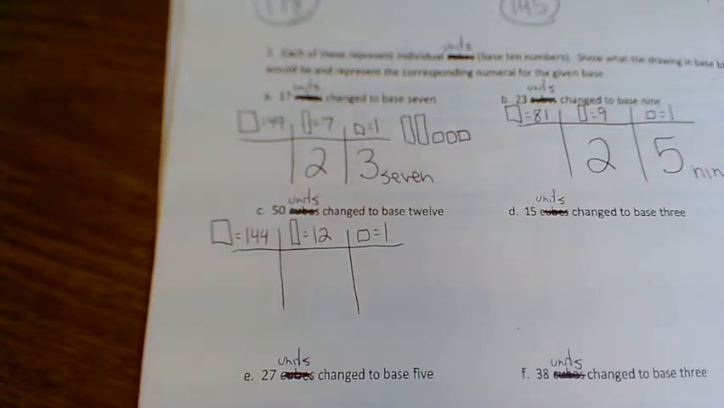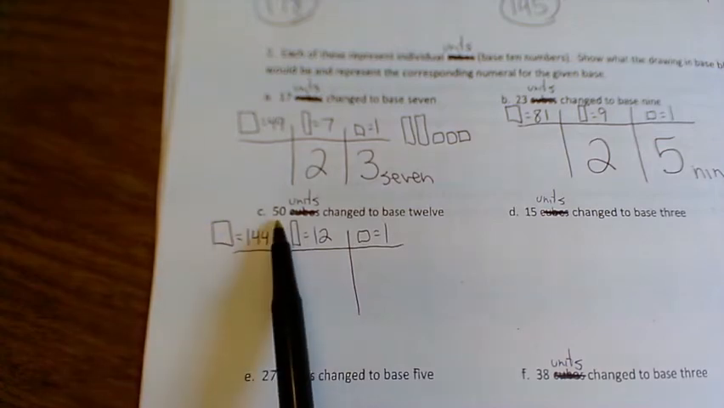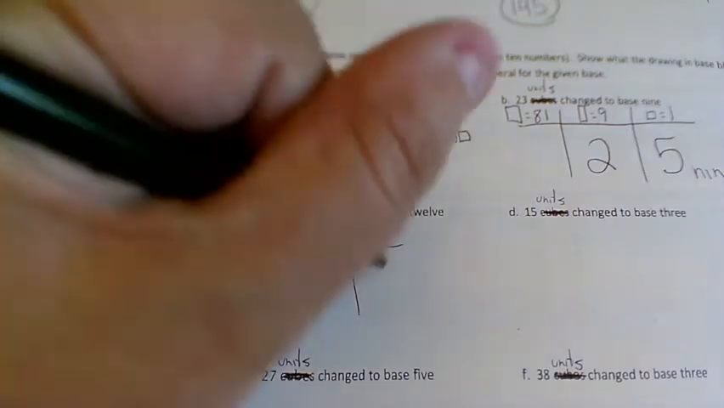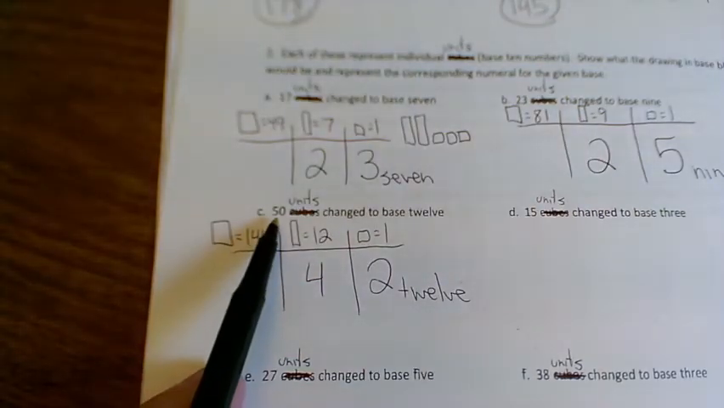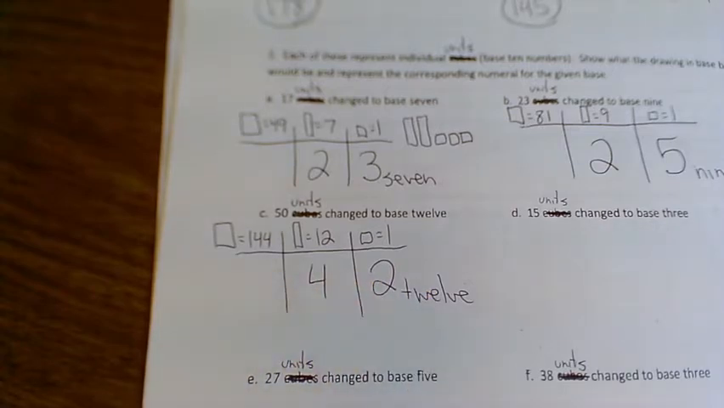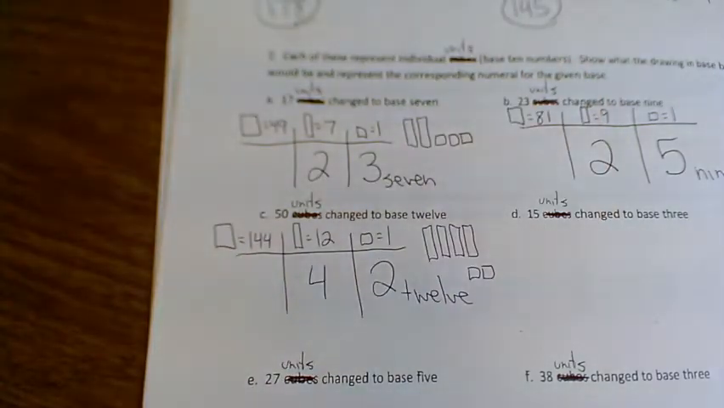Okay, so how many longs would I be able to make from 50 units? So that should be 4, because I would use 48 of the units. And then we would have 2 left over. So 50 in base 10 is equivalent to 42 in base 12. So 1, 2, 3, 4 with 2 units.